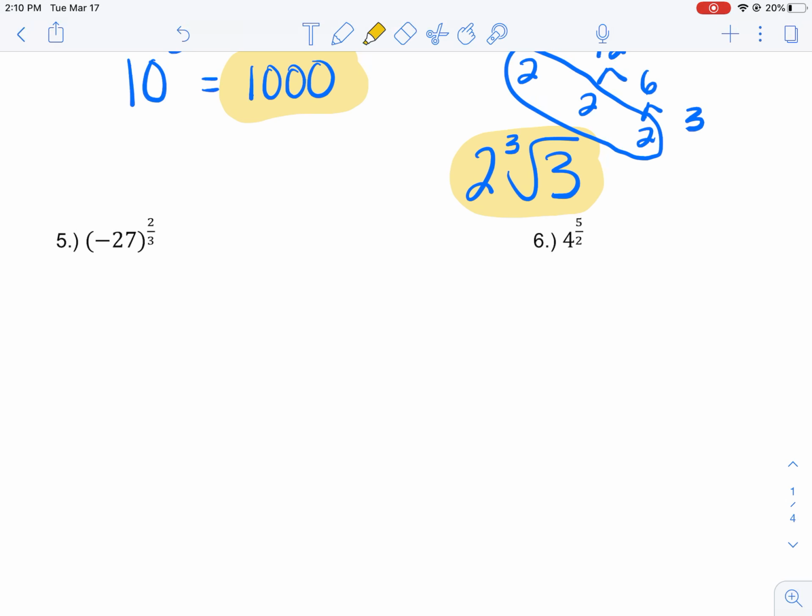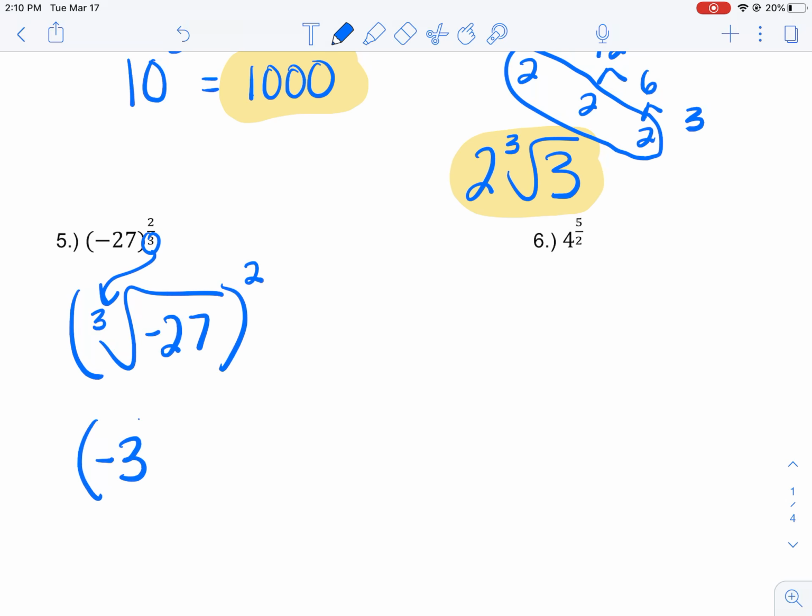Right? Couple more. So this one, we're going to take the cubed root of negative 27. So again, the denominator tells you what goes in the index. And then you're going to square your answer. So the cubed root of negative 27. Now the cubed root of 27 is 3. So if our base is negative, we're going to get negative 3. And then we're going to square that. Now remember, a negative times a negative is a positive, and so we get positive 9.